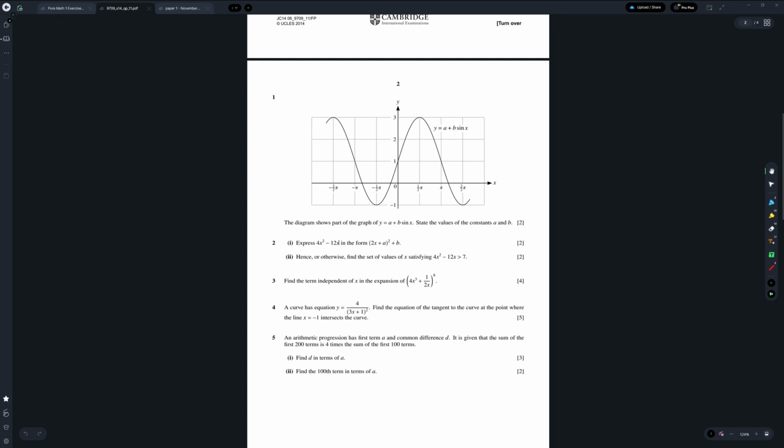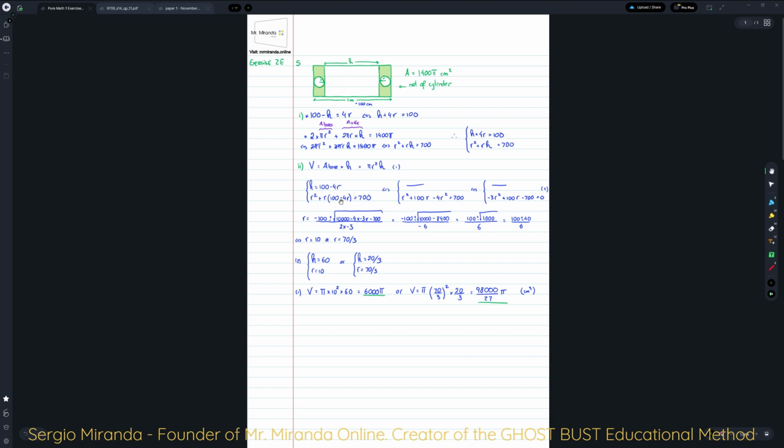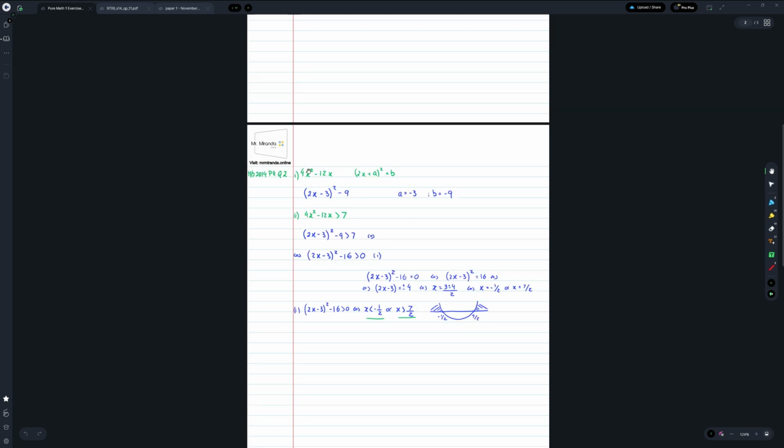Express 4x squared minus 12x in the form (2x + a) squared + b. All right, we already solved a couple of questions about this before. So what do you need to know? You need to know that if you have a quadratic in which the coefficient of x squared is not 1, and the completed square form is something like this, then you have to realize that you can get this coefficient from here if you multiply it by 2, right?